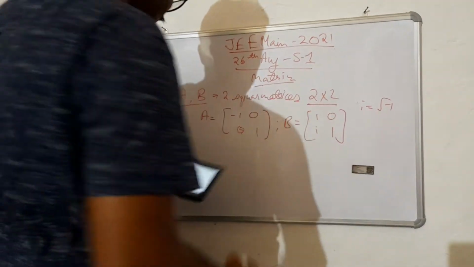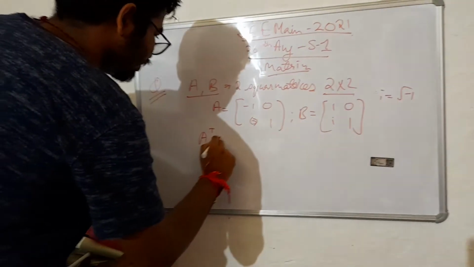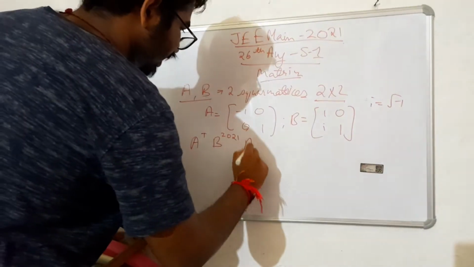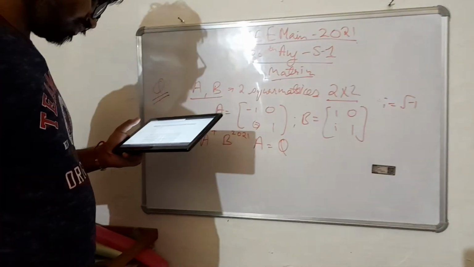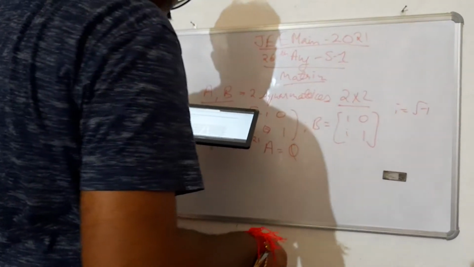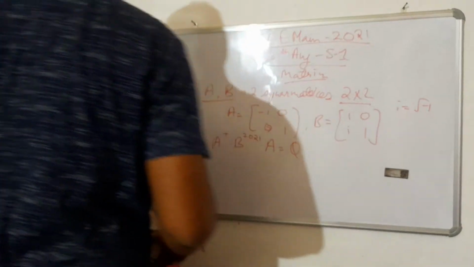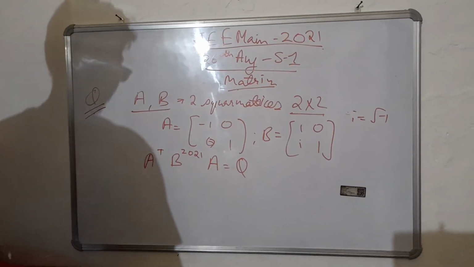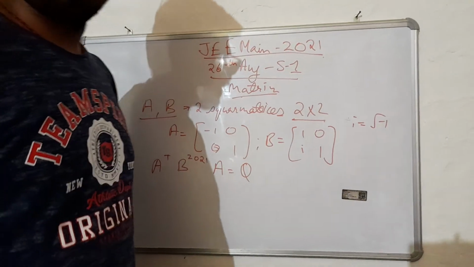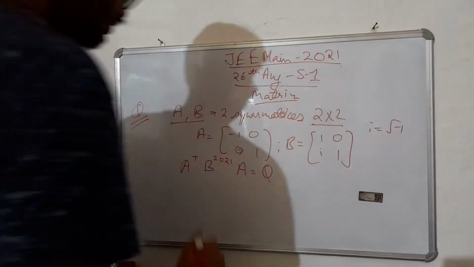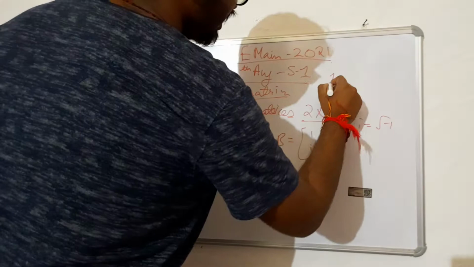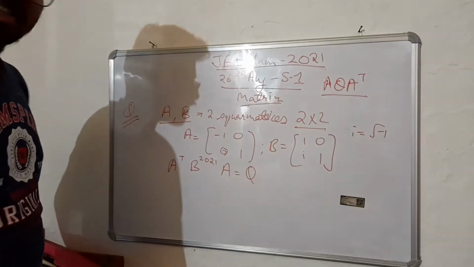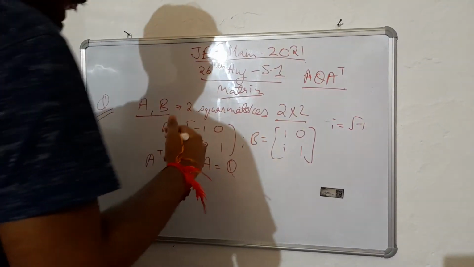It is given that A transpose B raised to the power 2021 into A equals Q, and we are asked to find the value of AQ into A transpose. This is a very interesting question. I love this question. So we are asked to find the value of this AQ A transpose. Now how can we analyze this question?